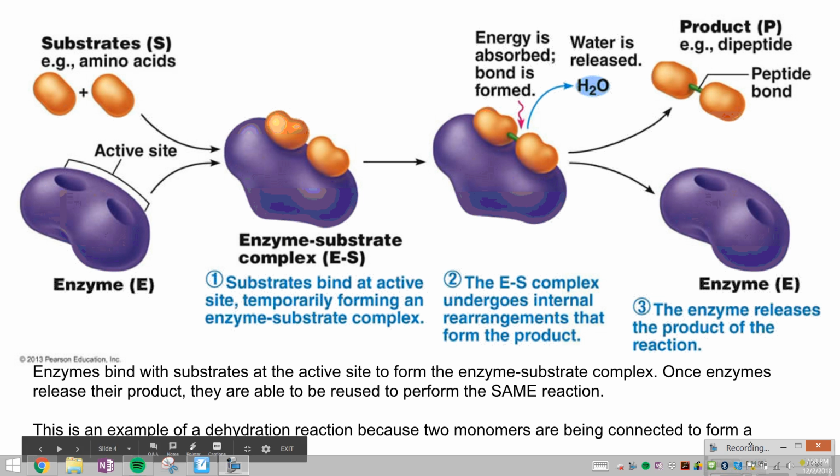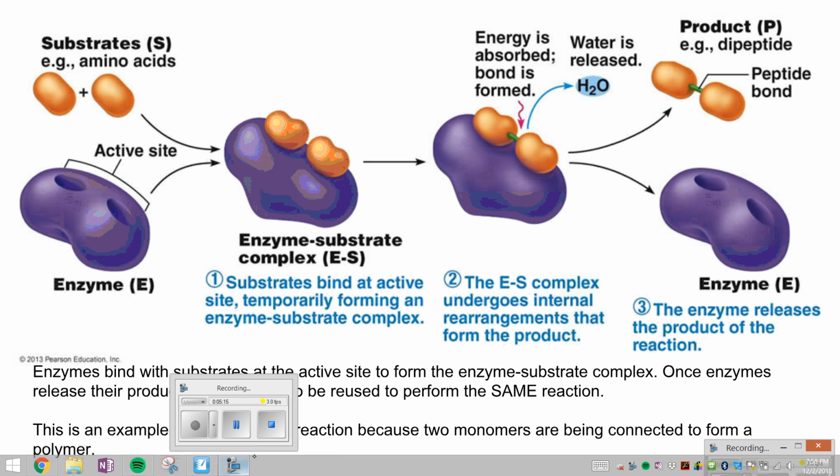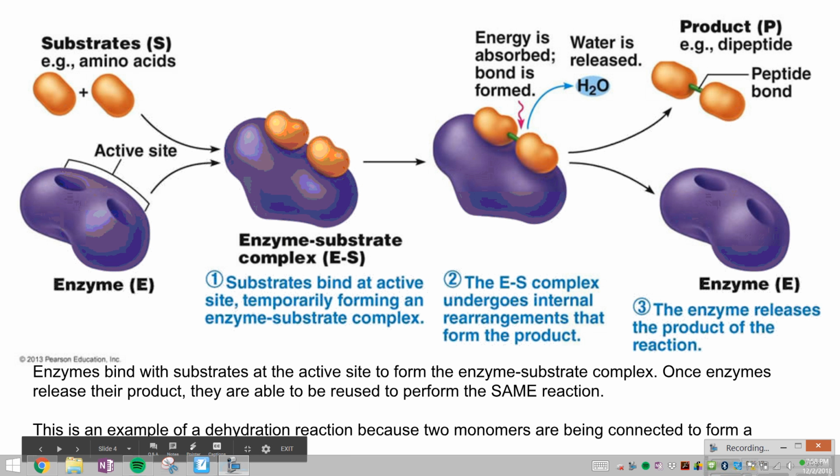The notes here at the bottom pretty much say the same thing. Enzymes bind with substrates at active sites. Once they release their product, they can be reused to perform the same reaction. I did also put here at the bottom that this is an example of a dehydration reaction. Sorry there, can't see. But you could also call it a condensation reaction. That is the same thing.